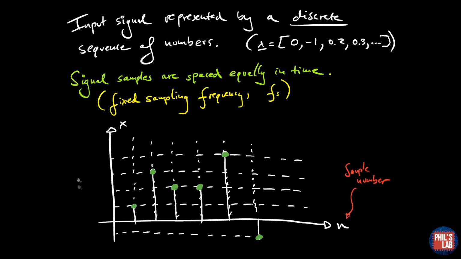Essentially, you can imagine this picture here. We have a magnitude and we have a sample number, and every fixed time interval, we look at one point. And those are our samples. And that's our input signal in discrete time.